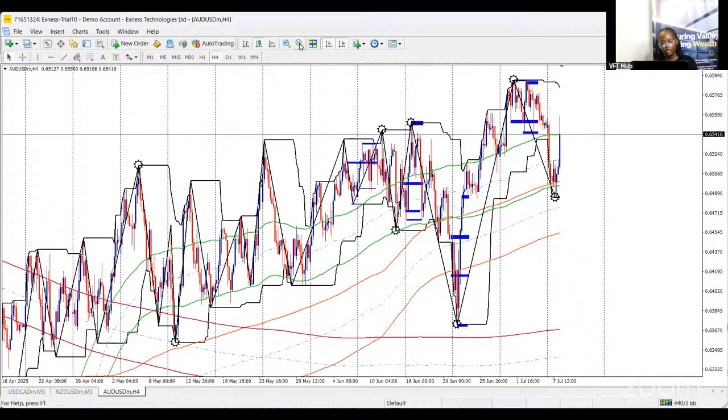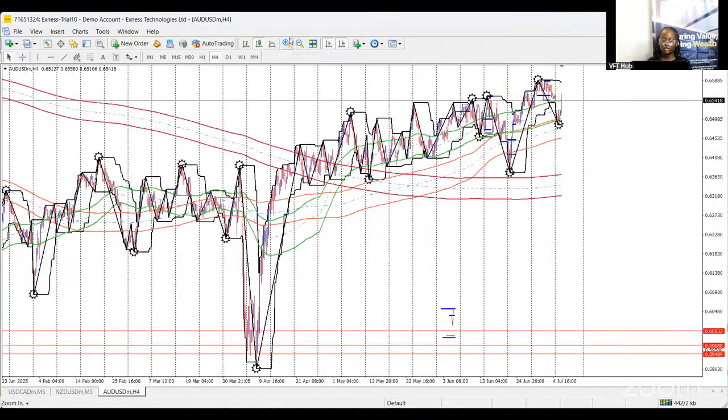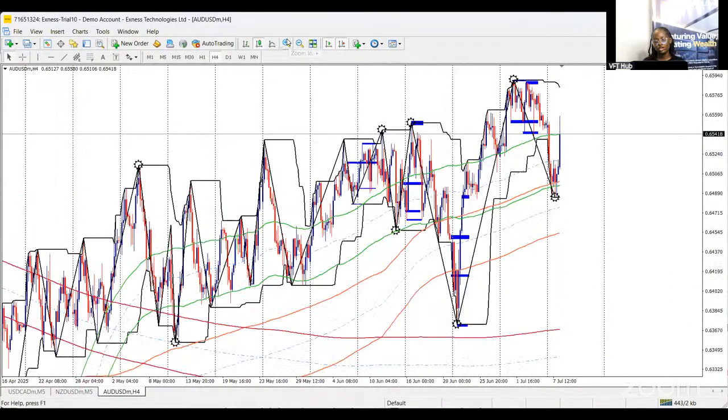Okay, so H4, what are we saying? We're looking at AUD USD now. Whether you trade indicators or you trade price action, market structure, you can see that price has or had been buying consecutively to the upside, right? And then we saw this sunshine printed.